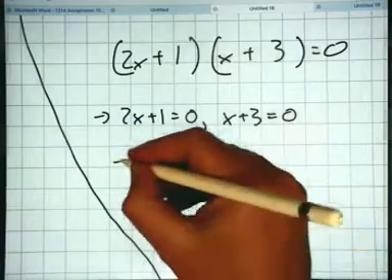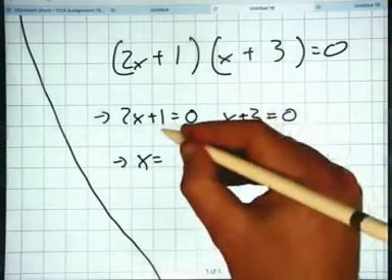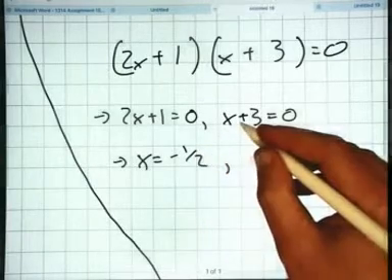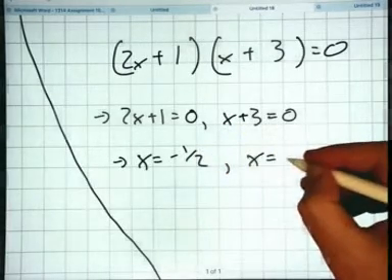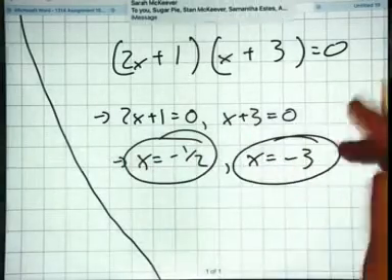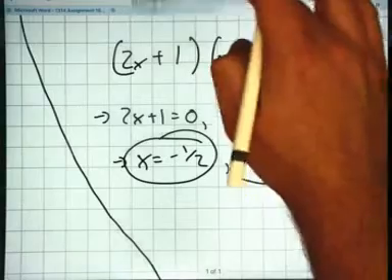Which then means I get that x is equal to subtract 1 divided by 2, negative 1/2. And then subtract 3, x is equal to negative 3. And there are my other 2 zeros of this function.